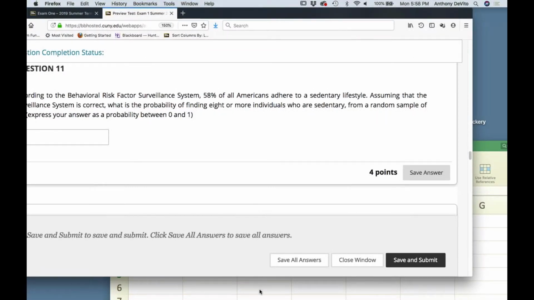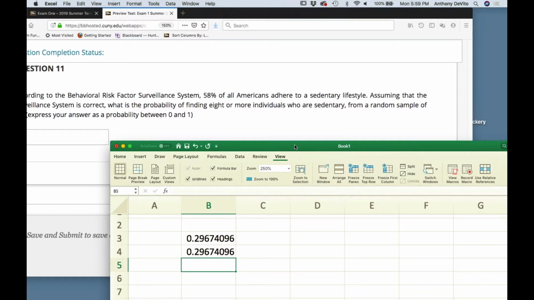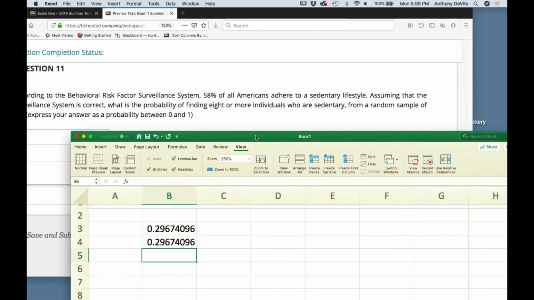So 8 or more. That means the probability of 8, 9, or 10 satisfies that, right? Since the binomial distribution only works from one number of successes down, I can only find the probability of 7 or less and then subtract it from 1. Okay, so I'm going to do that.